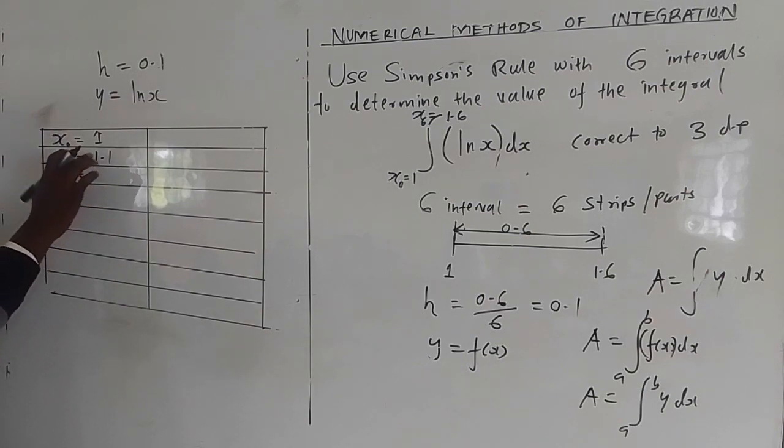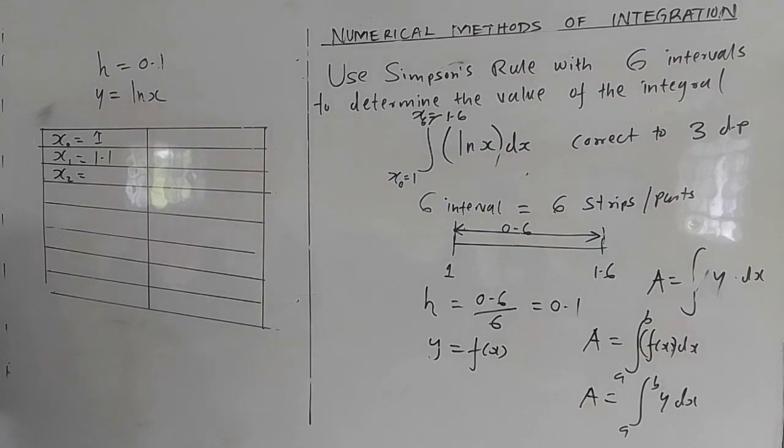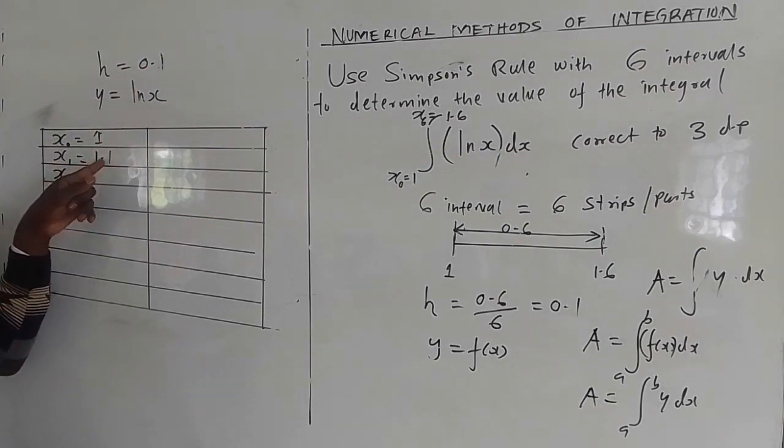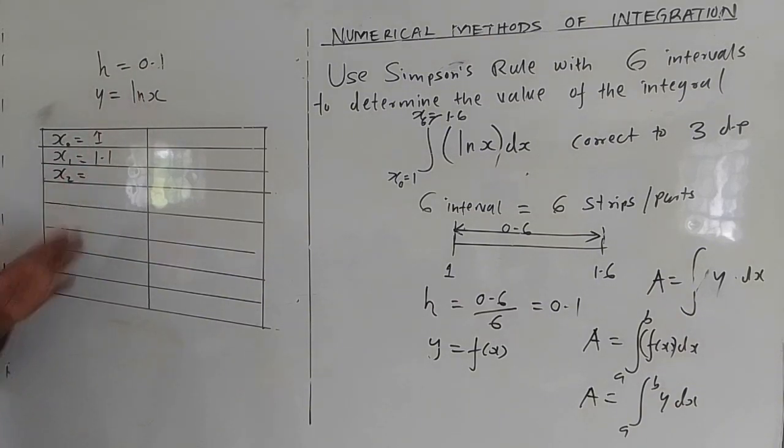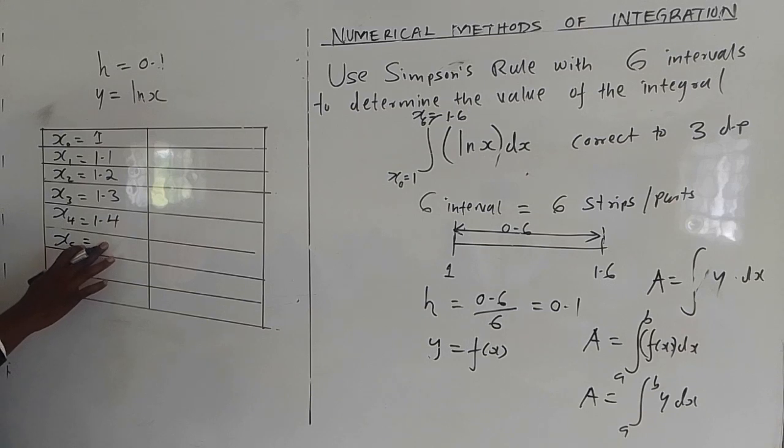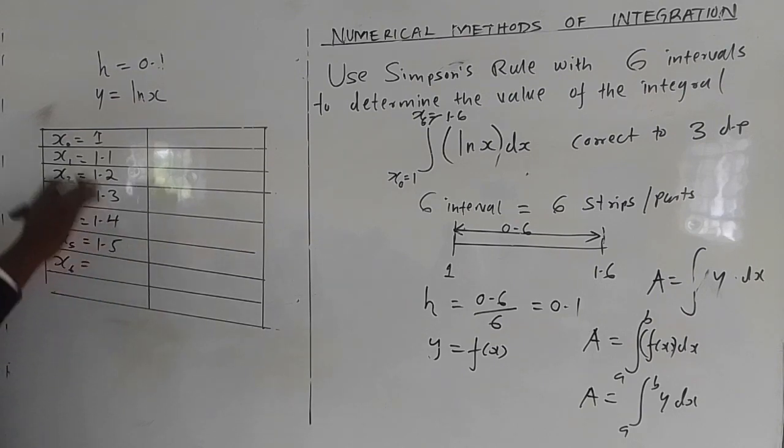Then X2, X1 plus H, what do you get? X note plus H gives you X1, X1 plus H gives you X2. So X1 plus H you get? Then X3. X2 plus H gives you X3. Then X3 plus H gives you X4, because H is the interval. You get 1 point? What is X5? X4 plus H gives you X5, which is 1.5. Then what is X6? X5 plus H you get?